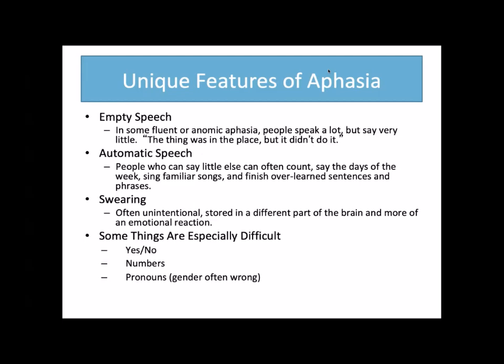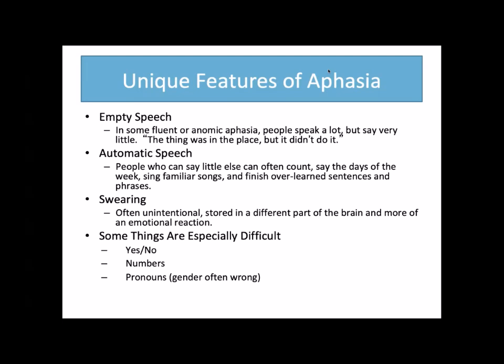Another unique feature of aphasia is empty speech. And we heard a lot of this from Byron in the video. So he said a lot, but he actually didn't say very much. Some people who have trouble with word finding will also do this. So they might say something like, the thing was in the place, but it didn't do it. And you know that that's an English sentence, but you have no idea what they were talking about because they're using a lot of filler words like thing and place and it.